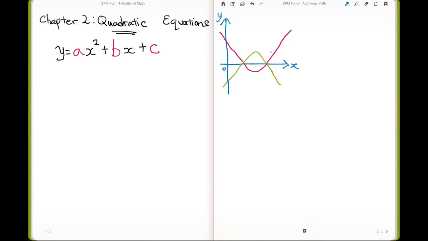Alright, let me correct it. One thing for sure, it is either a U curve or an N curve. It would intercept the x-axis at 2 points, here 1, here 2. This is when y is equal to 0.